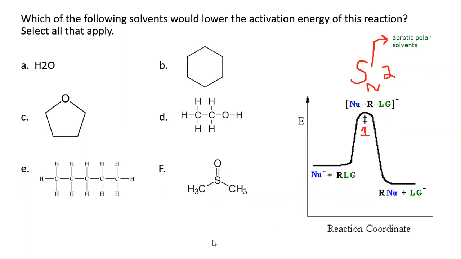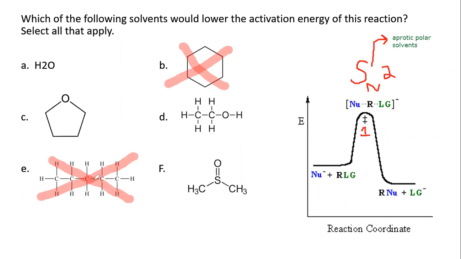Now we can go through and mark out the ones that are non-polar. So all we're looking for in non-polar is carbon and hydrogens or just carbon sticks. So we see here that B only has carbon sticks, so it is non-polar. So that wouldn't help lower the activation energy. E only contains carbon and hydrogen, so this is also non-polar.